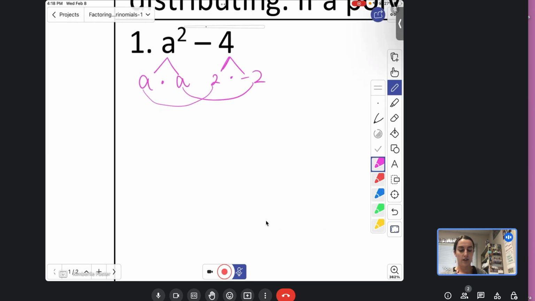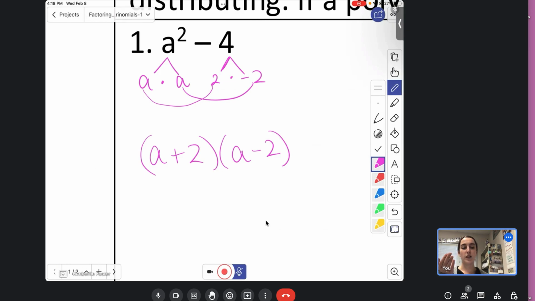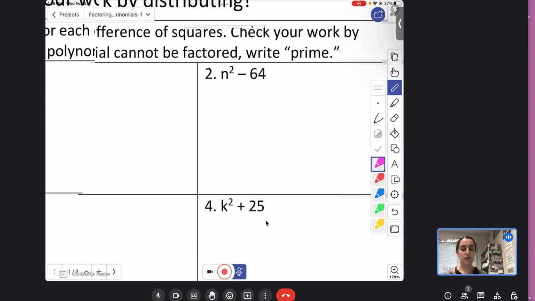Okay, so we're going to take these and turn it into 2 binomials, a plus 2 and a minus 2. Okay, so when I write this, a plus 2 is my first binomial, a minus 2 is my second binomial. And that's it. Okay, we could check this by multiplying it out. If I multiply this out, I'd have a squared and minus 4. Okay, how about number 2?